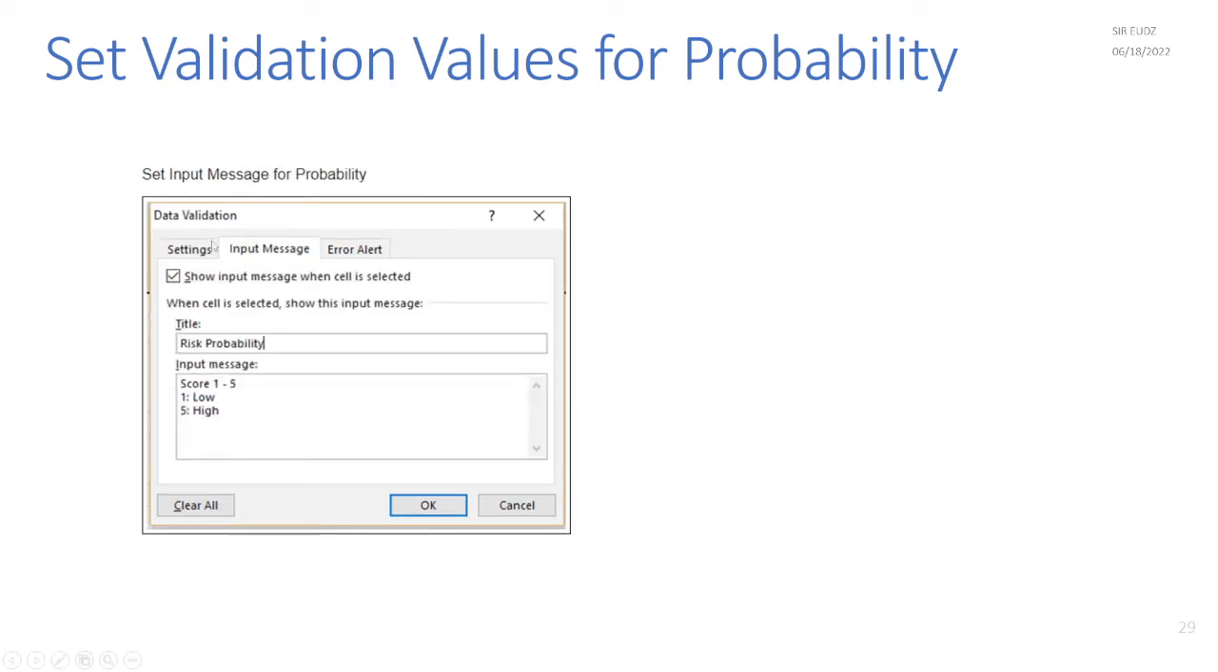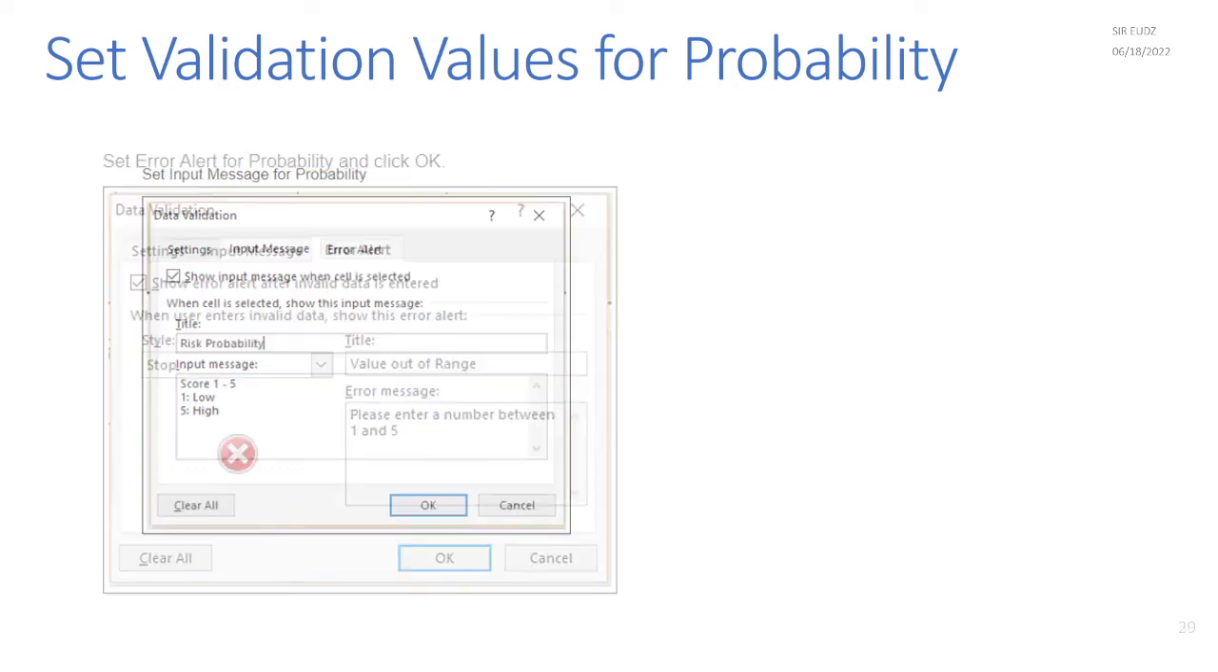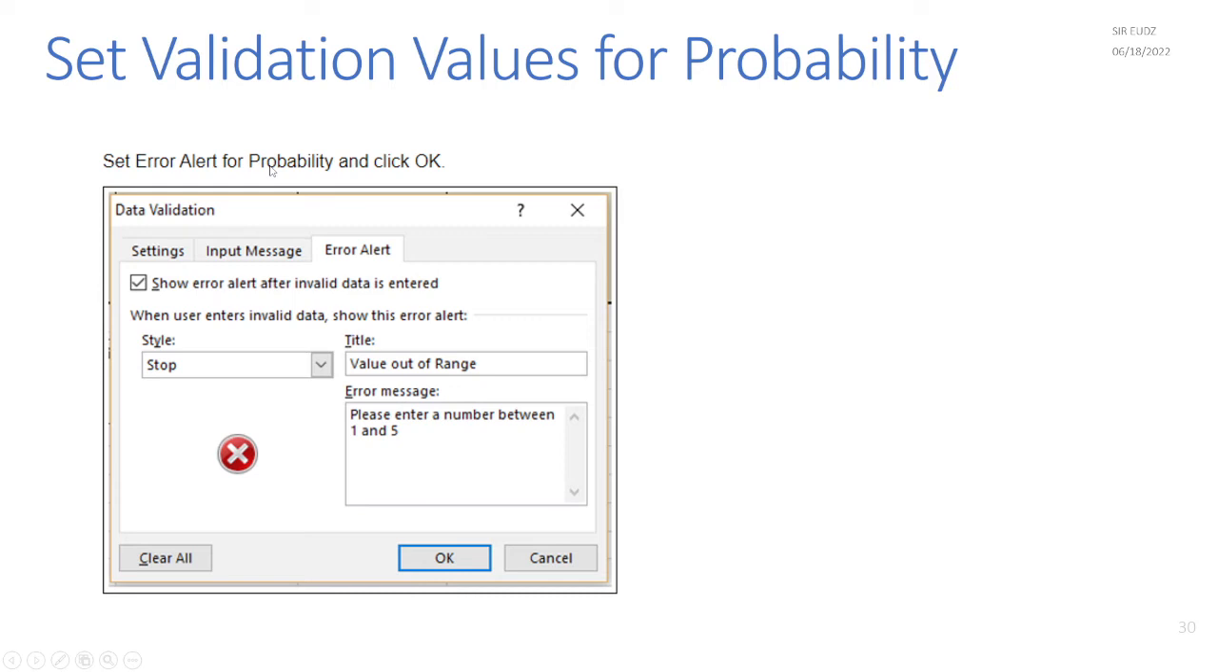Set the input message, so click input message, check, give the title, and then the input message, score 1 to 5, 1 low, 5 high, so that it will be clear for the user. Then set the error alert for probability and click OK. So error alert, click show, stop, value out of range. Please enter a number between 1 and 5.